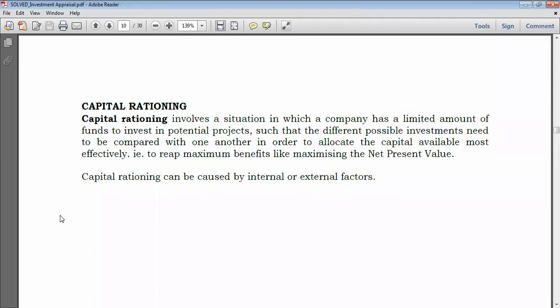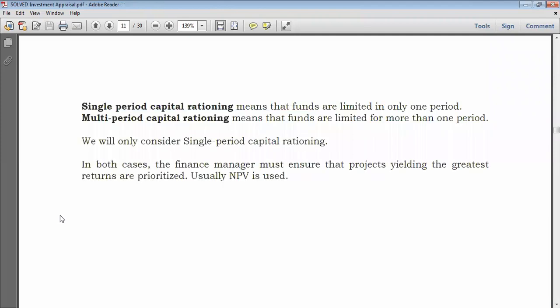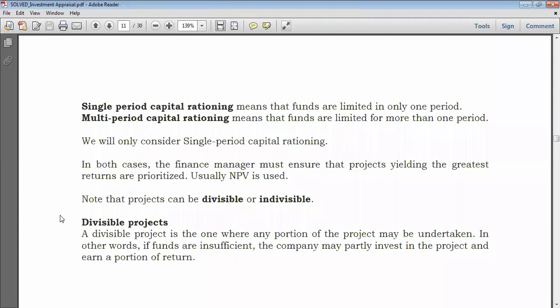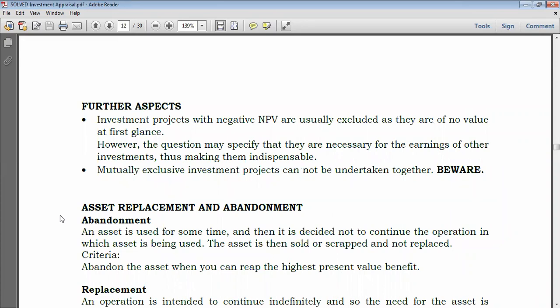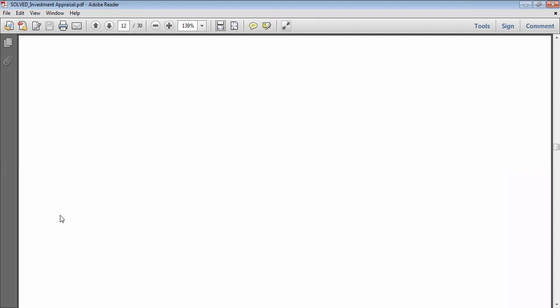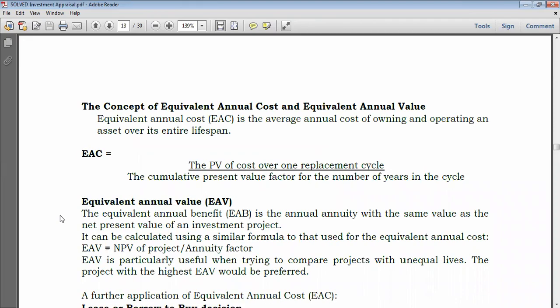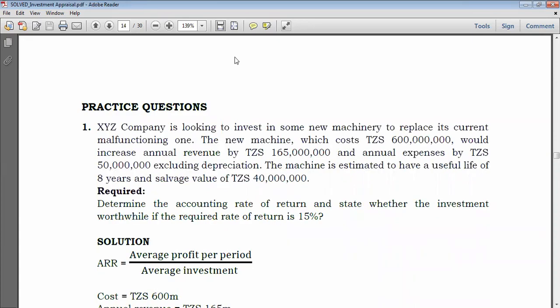Capital rationing. And then we have capital rationing and the asset replacement and abandonment. Equivalent annual cost. Actual path through all these. So just be right, yeah, here we are. So this is nice. We are at our example.